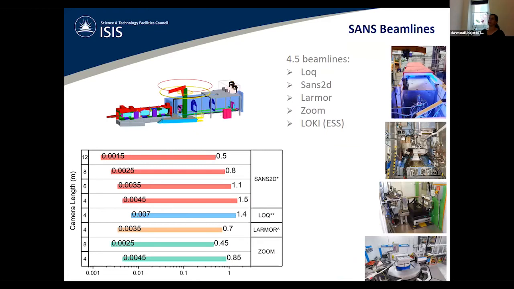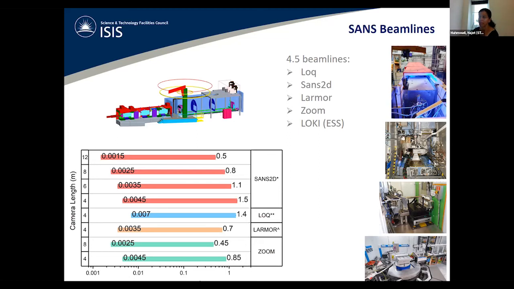We have 4 beamlines at ISIS. So we have LoQ, SANS-TD, LARMOR, and ZOOM. And as I said, Richard Heenan is building the Loki instrument for ESS. So we have 4.5 instruments.